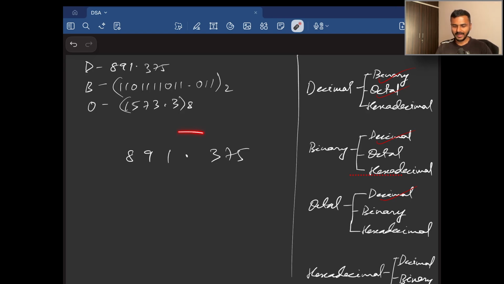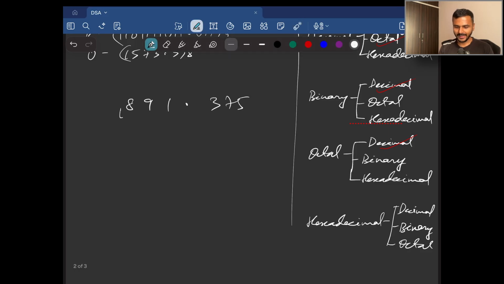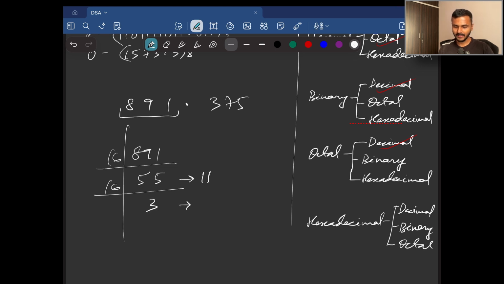The process to convert 891.375 to hexadecimal will be similar to converting decimal to binary or decimal to octal. We will split this into two parts and we will solve for both the parts separately. So how do we solve for 891? When we were converting decimal to binary, we divided by 2. Over here, we will divide by 16 because we are dealing with hexadecimal and hexadecimal has got a base of 16. So this will be 16 into 5, 80, 9, 16 into 5, 80, and remainder will be 11. Then 16, 3, 48, remainder is 7. Then 16, 0, and remainder is 3.